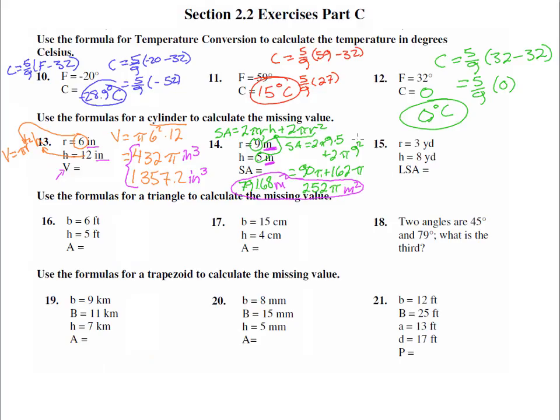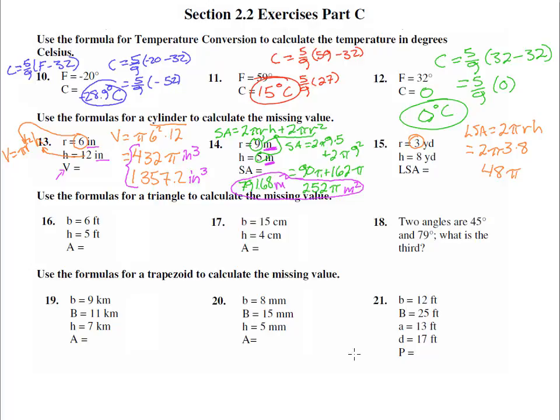Good. The last one for cylinder is LSA. Let's write that formula up here. And we get LSA, that's just 2 pi r h. And that means lateral surface area, or surface area just on the lateral sides, on the vertical sides. So this equals 2 times pi times r, which is 3, times h, which is 8. So 2 times 3 is 6, times 8 is 48 times pi.